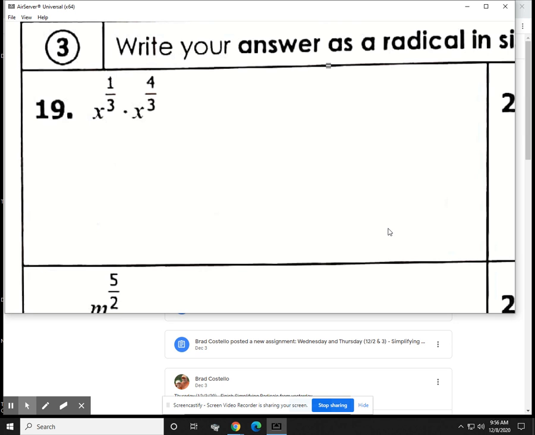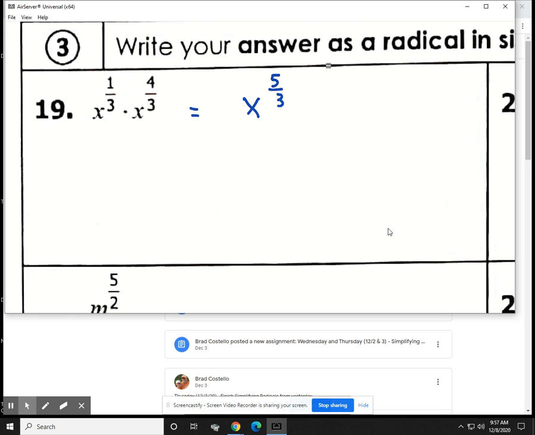Whether you do it in your head or with your calculator, you need to add 1/3 and 4/3. What did you use? 4 plus 1? Yep. 4 plus 1 is 5. So it'd be 5/3, right? 5/3. So this is x to the 5/3.